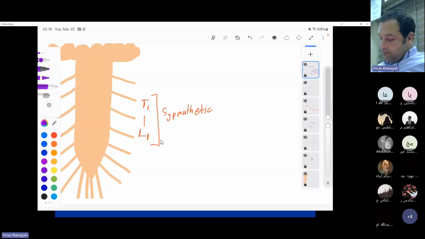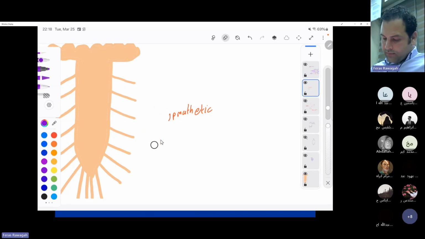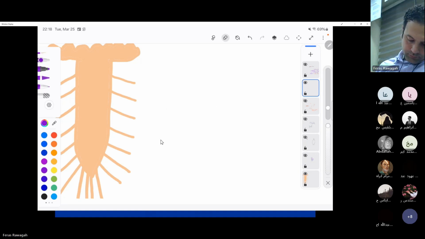Now, there can be some details here actually, because as you know, the adrenal medulla is a sympathetic ganglion which secretes epinephrine and norepinephrine in the bloodstream.